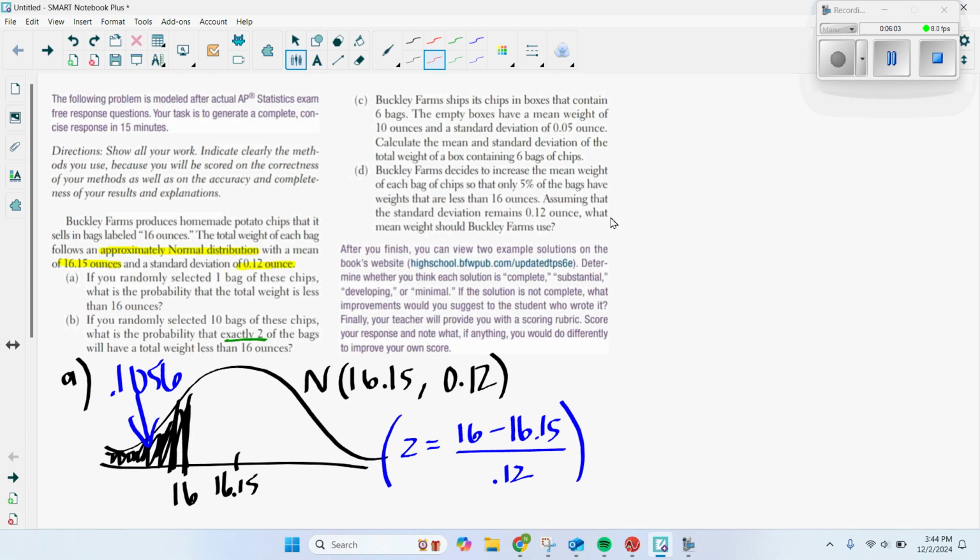All right, C gets interesting. And I think I'm going to type just because it will be neater that way. Buckley ships its chips in boxes that contain 6 bags. The empty boxes have a mean weight of 10 ounces and a standard deviation of 0.05 ounce. Calculate the mean and standard deviation of the total weight of a box containing 6 bags of chips.